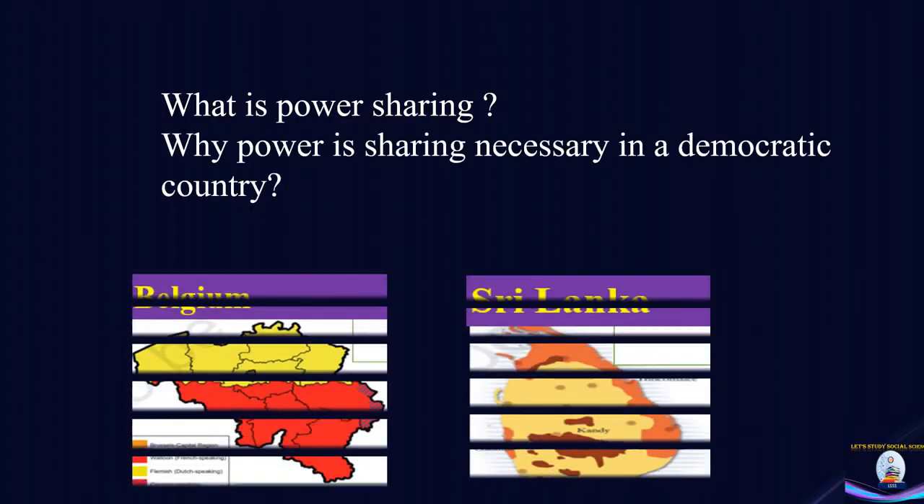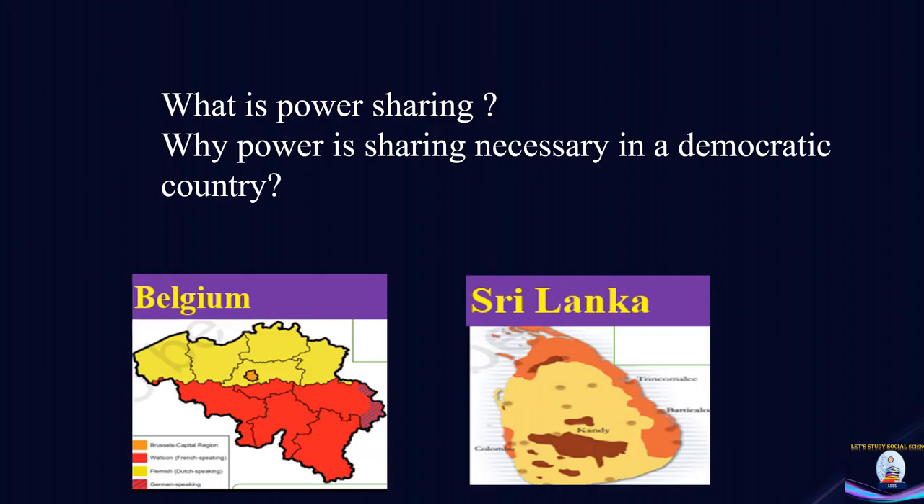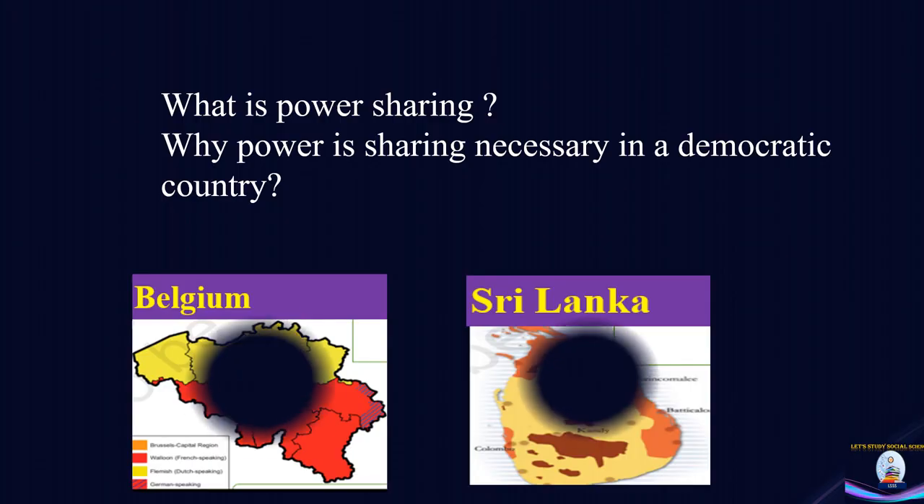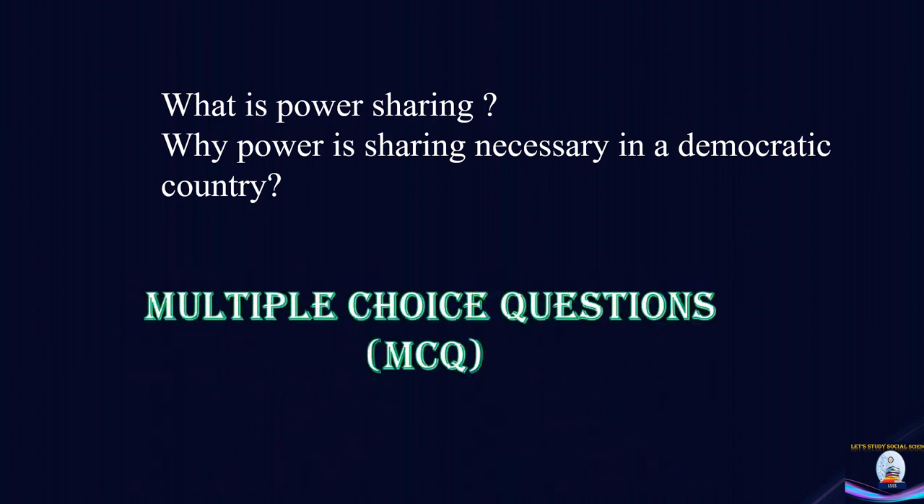We will take the example of two countries, Belgium and Sri Lanka, and try to understand what problems can be faced by the country that have diverse populations. After explanation, I will ask some multiple choice questions. Let's start.